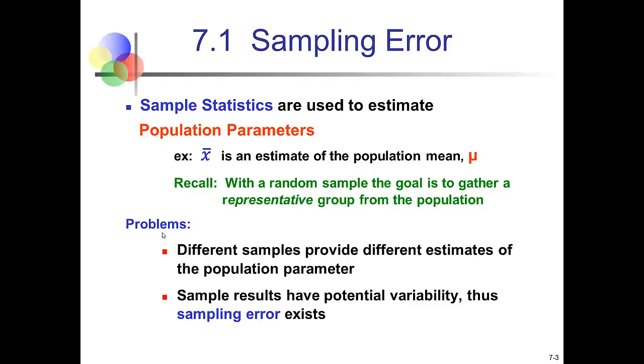Unfortunately, there are problems associated with this. Different samples provide different estimates of the population parameter. We don't actually know if the sample that we're collecting accurately represents the population of interest. Because we have a sample, those results that we get have variability, meaning that they don't necessarily accurately represent the true population value of interest. Because of that, sampling error exists.